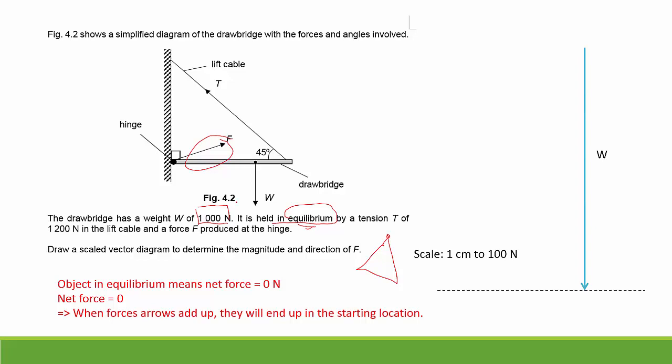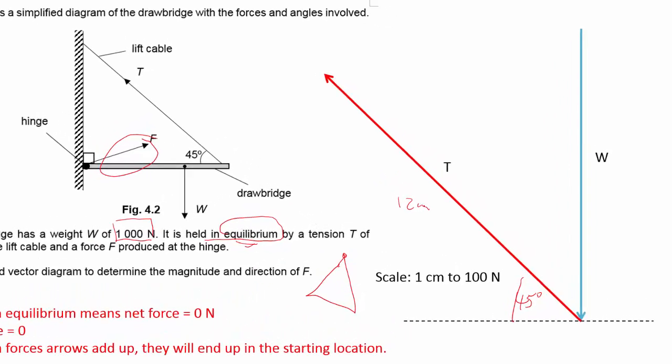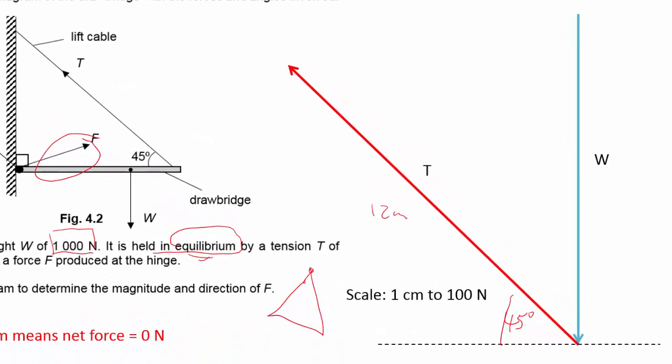And then the next line that we can draw, we cannot draw F because we do not know the direction and the magnitude, but we do know tension. So we do know the tension is at 45 degrees, okay, because it's indicated. So this is 45 degrees, and we do know the value, which is 1002. So this is another 12 centimeter. So this will be the tension. And since all the force arrows add up and end up at the same location, F would have to start from here and end up over here. So this will be your F.